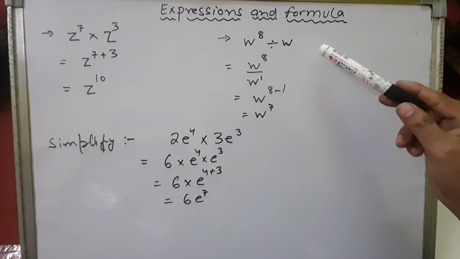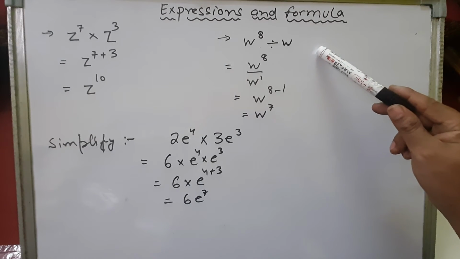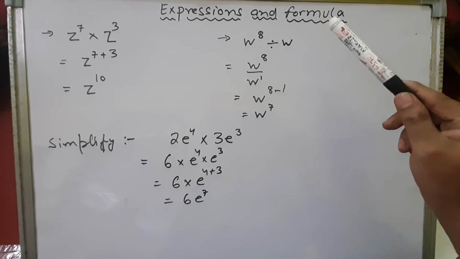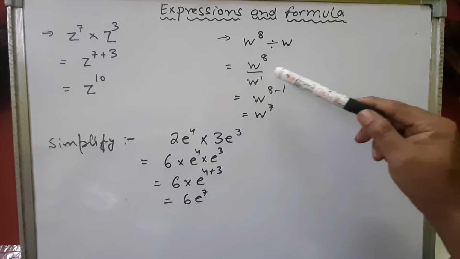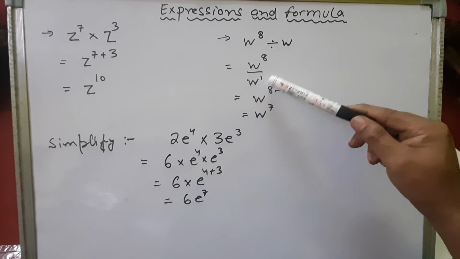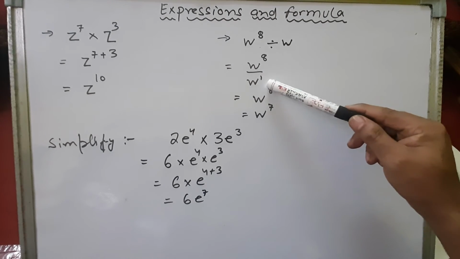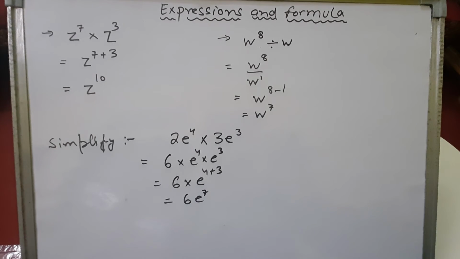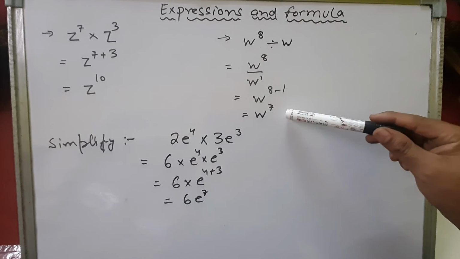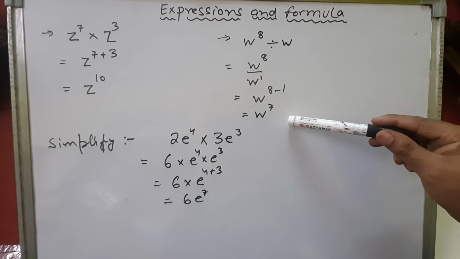Alright, let's see the next sum. Now here it is written w to the power 8 divided by w. Whenever no power is written, it doesn't mean 0 is there. It means 1 is there. So we write w to the power 8 whole upon w to the power 1. So whenever the base is the same and terms are in division, the powers will get subtracted. Alright, so we are going to write it as w to the power 8 minus 1, and 8 minus 1 is 7. So the answer will be w to the power 7.